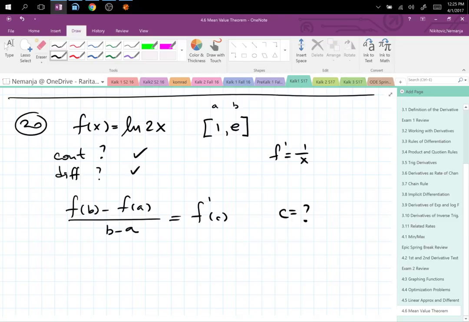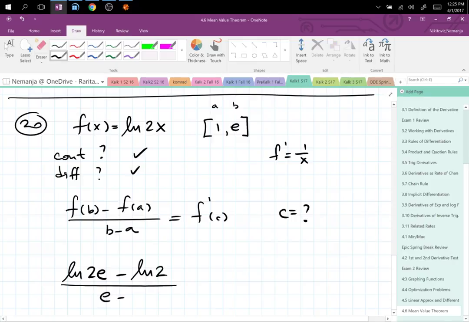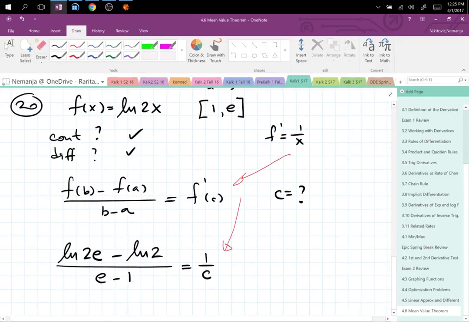The function computed at b would be ln of 2e minus ln at 1, which is ln of 2, because 2 times 1, divided by e minus 1, that's the denominator, is equal to 1 over x, but I need to plug in c, so 1 over c. And you know that you plug in 1 over x into the derivative, but because it has to be of c, it's 1 over c instead of 1 over x.